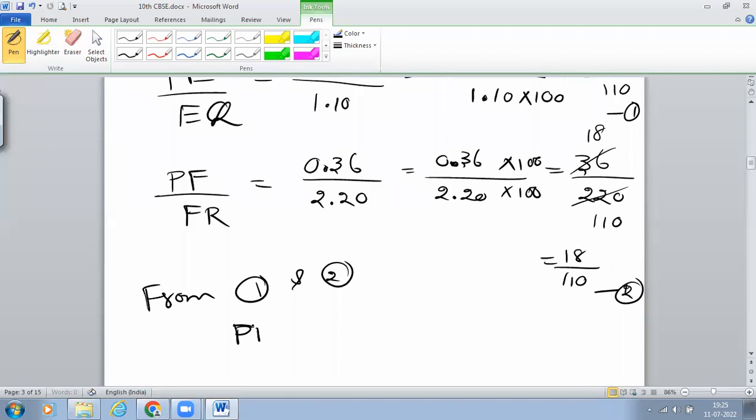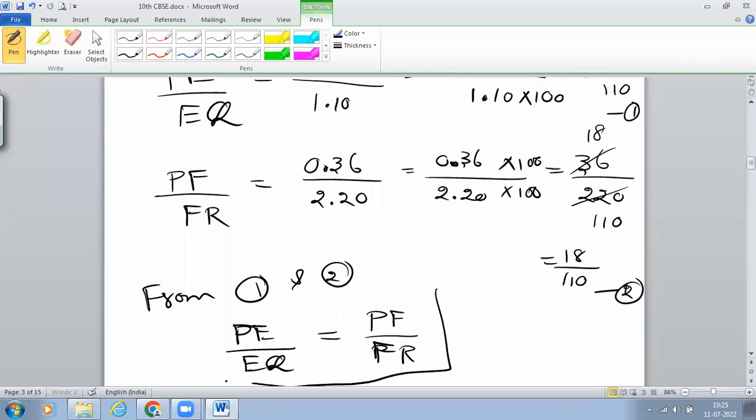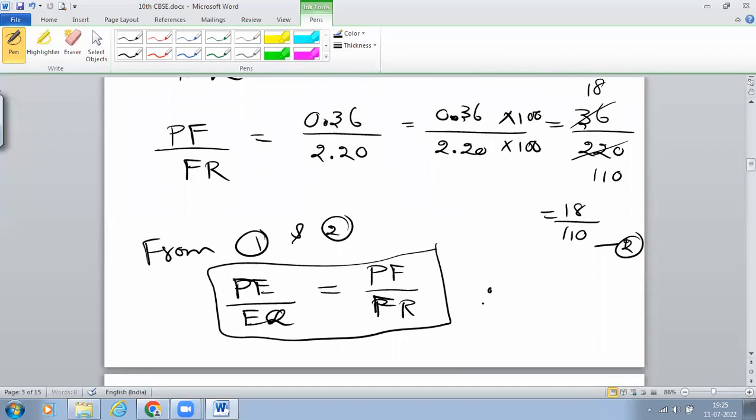PE by EQ is equal to PF by FR. So both the ratios are equal, right? Both the ratios are equal. Therefore, the line EF is parallel to QR. Therefore, we can conclude EF is parallel to QR. That's it now. This is the answer.